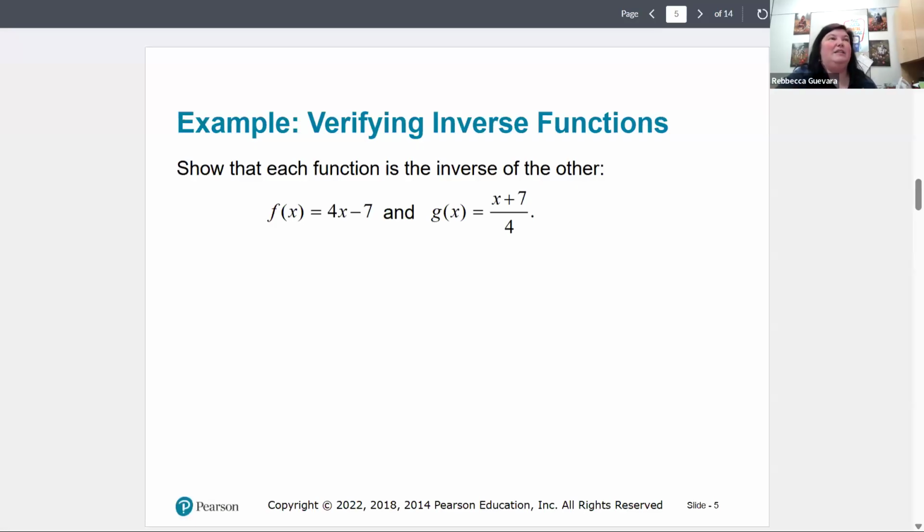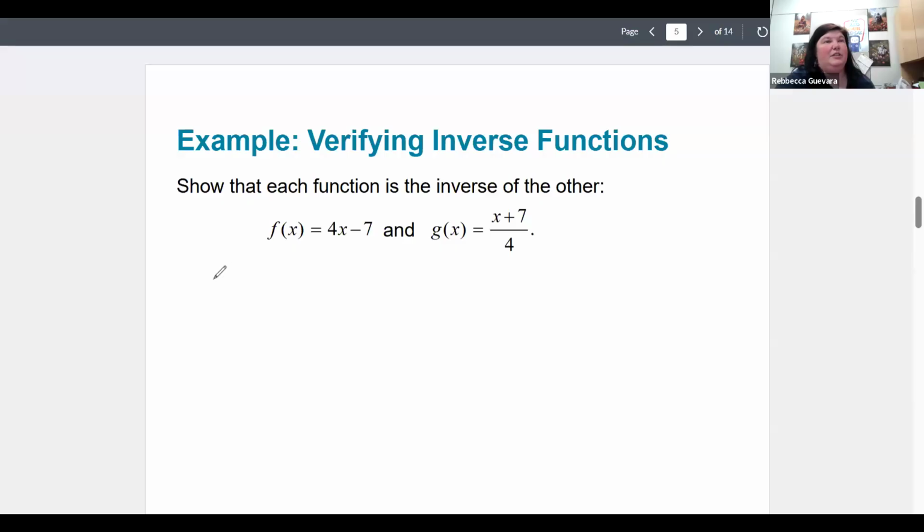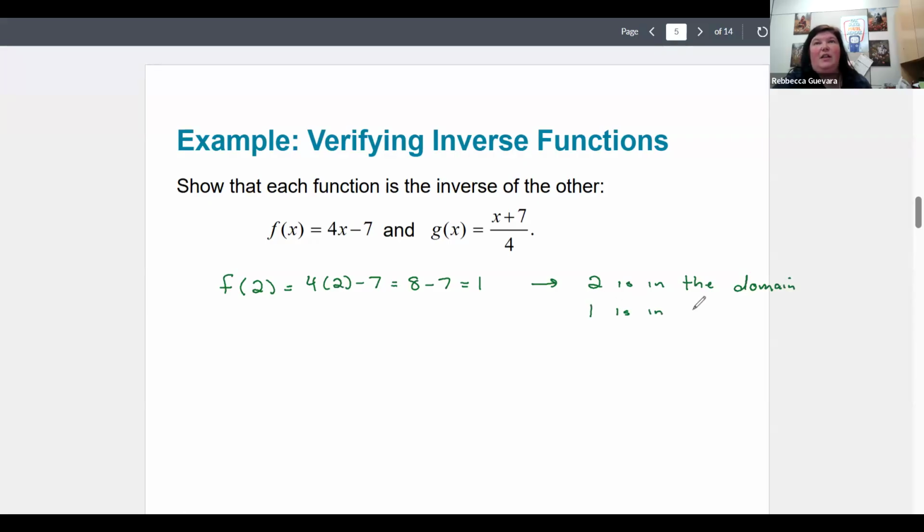All right, so going back to this problem here, just for a little demo. One of the things we talked about is the switching of the domain and range. So if we look at f, let's say we put in 2. f of 2 is going to be 4 times 2 minus 7, or 8 minus 7, which is equal to 1. So what we have here is 2 is in the domain, because I input it and I get an output. 1 is in the range.